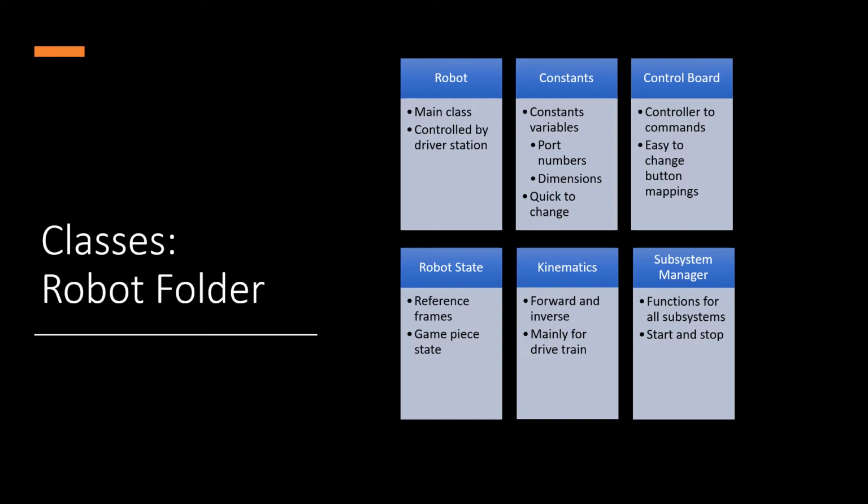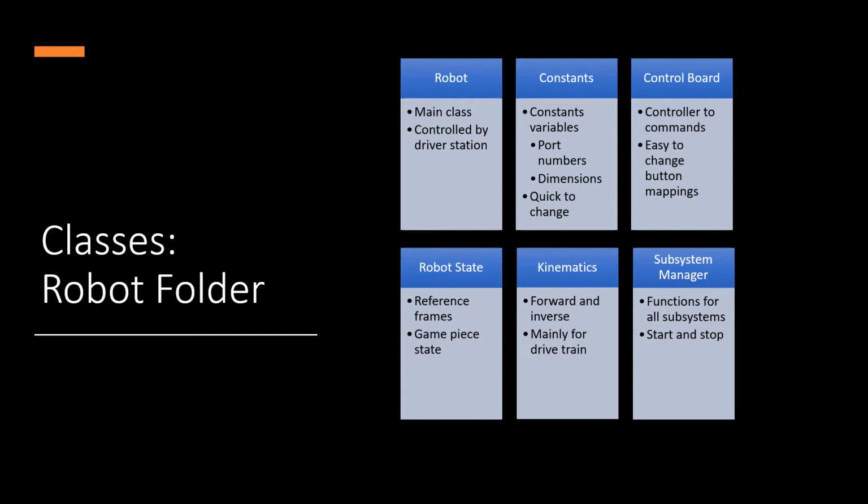Then we have the control board class. This is how we convert the controller commands into robot commands. So whenever the driver presses A, it'll shoot the ball or something. By having all of the controller commands in one class, it's very easy to change the button mappings to the driver's needs.